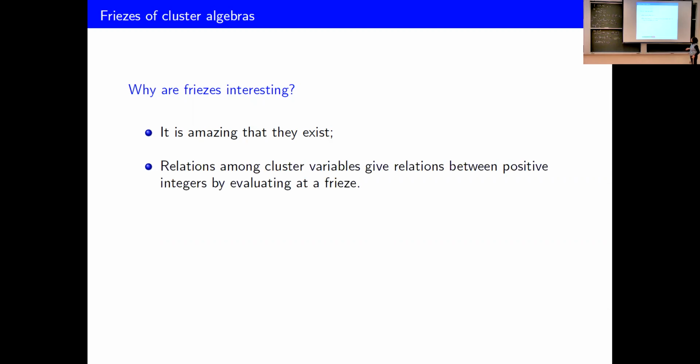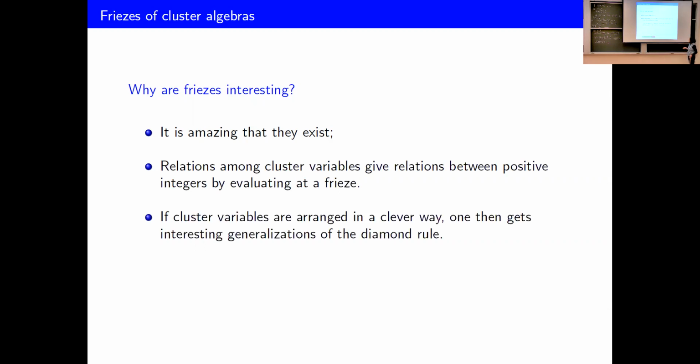The other thing is that the cluster variables inside the cluster algebra have relations among them, the mutation relations. If you evaluate at a frieze point, those relations become relations among positive integers. Now this goes back to Coxeter's definition. If you arrange the cluster variables in a very clever way, then you can visualize some of the relations among them. The diamond rule is one such clever way of arranging them.